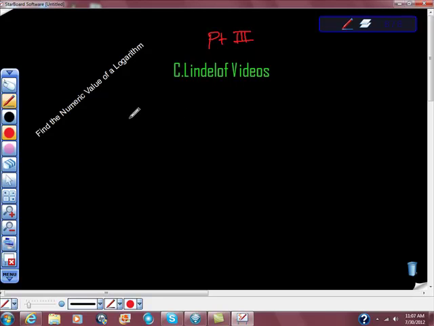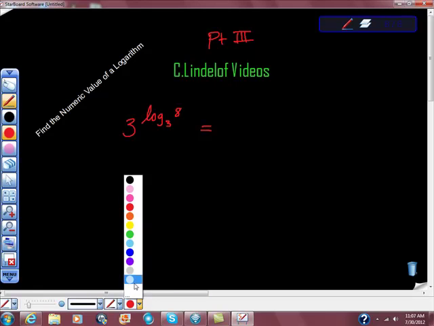So here's the question. We don't have log anything. We have 3 to the power of log base 3 of 8. And what does that equal? Well, let me show you this really quickly.